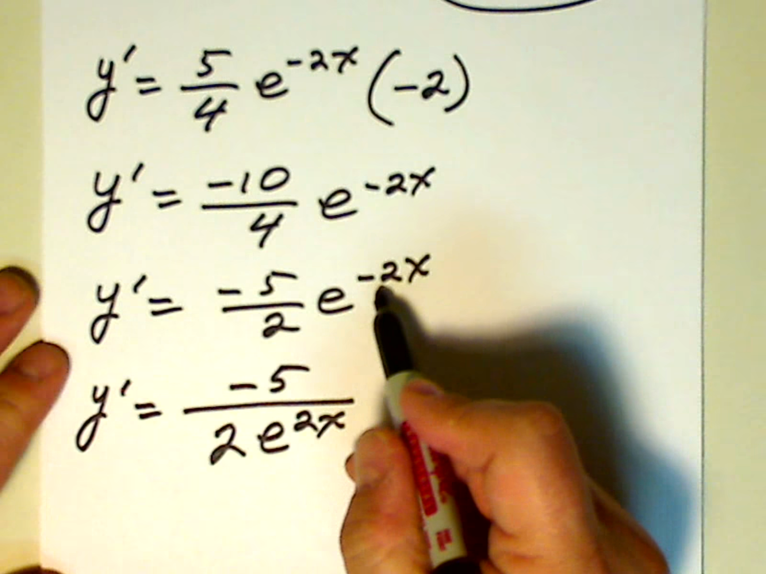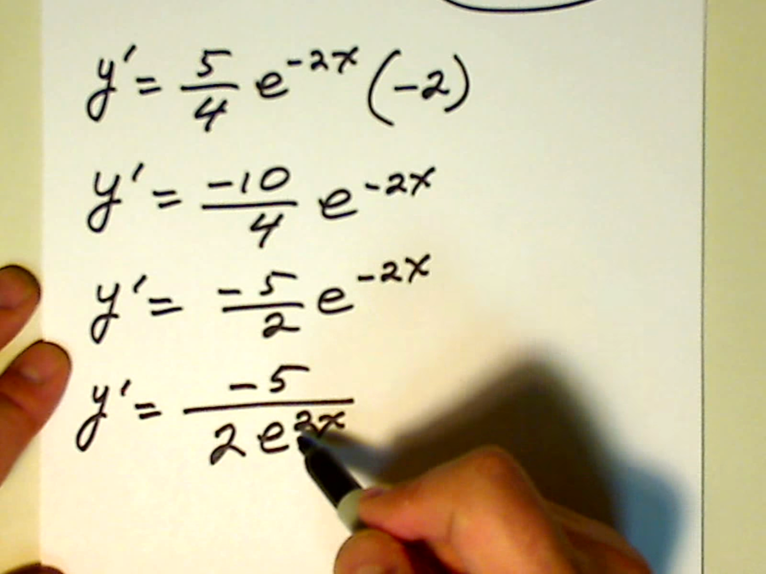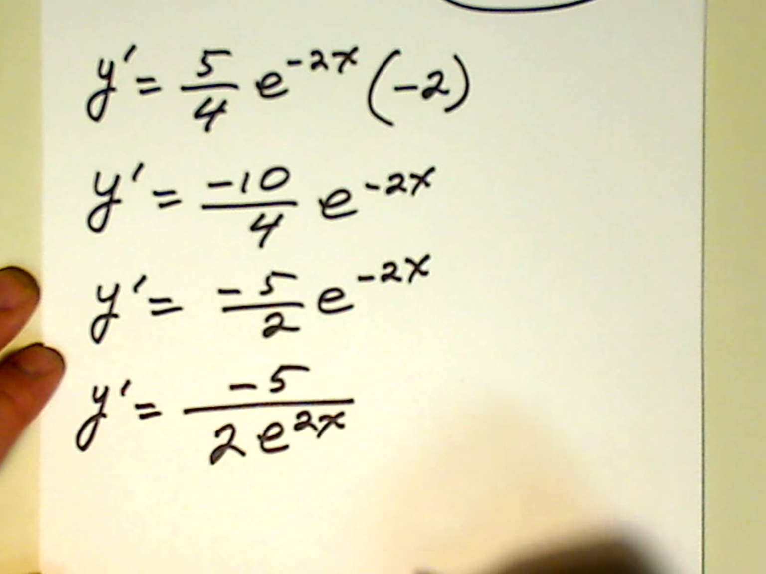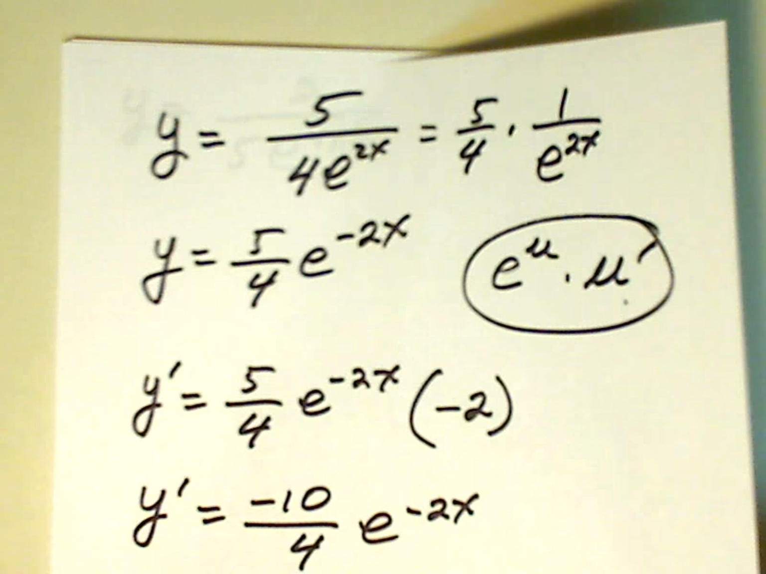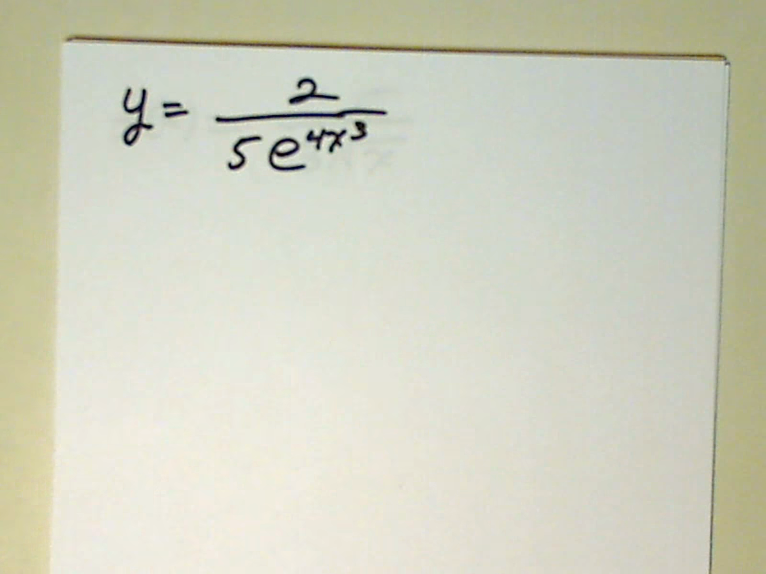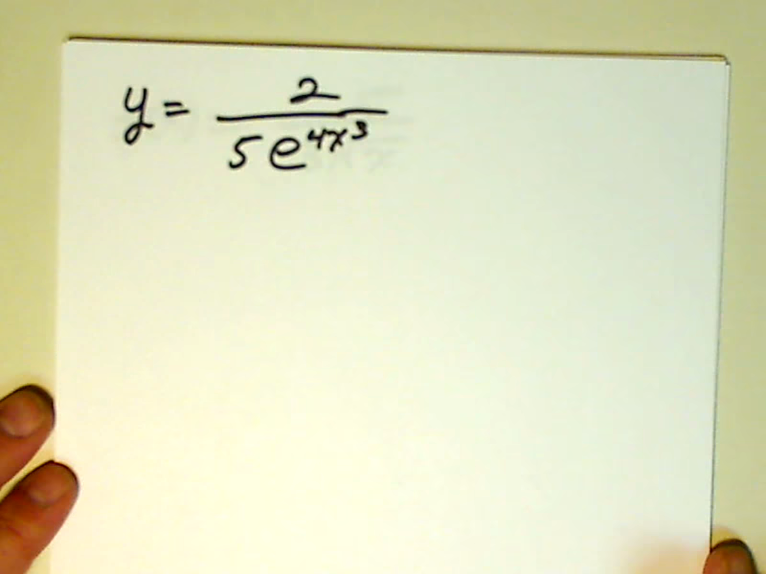Remember to lose the negative sign in the exponent when you bring it down into the denominator. It's a minor thing, but it changes the problem if you don't do that. Okay, so here's the next problem.